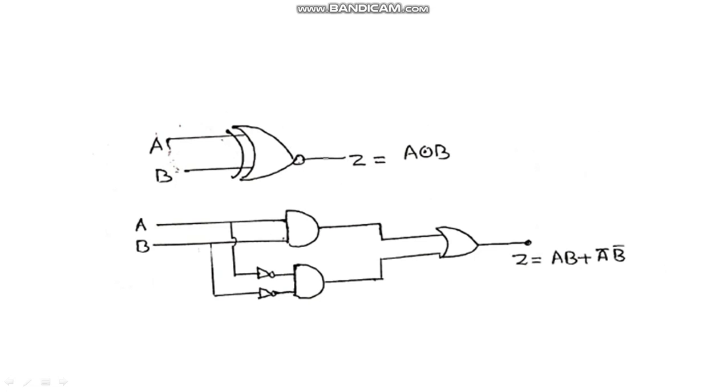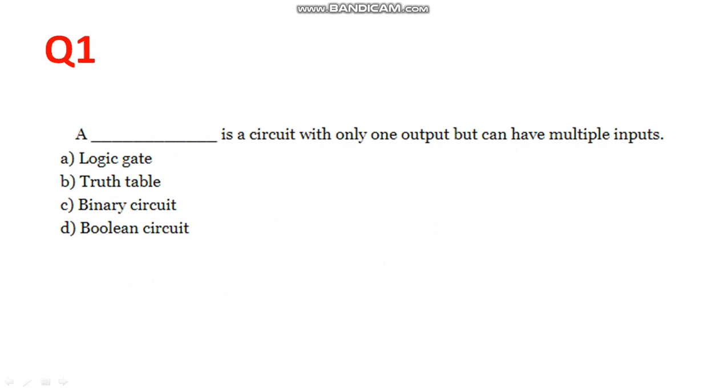See, like this. You can verify XNOR by using an OR gate, 2 NAND gates and 2 NOT gates. We already discussed this in the case of the XOR gate also. So these are the basic concepts. Kindly recall. Now let us solve some MCQs.